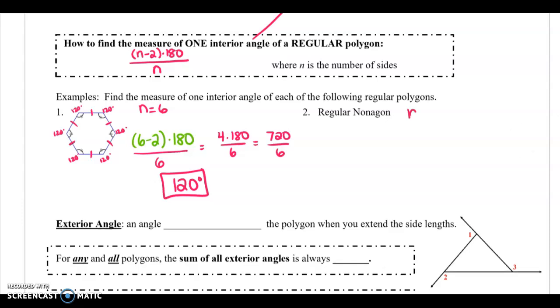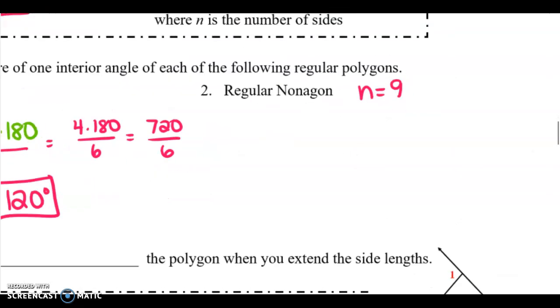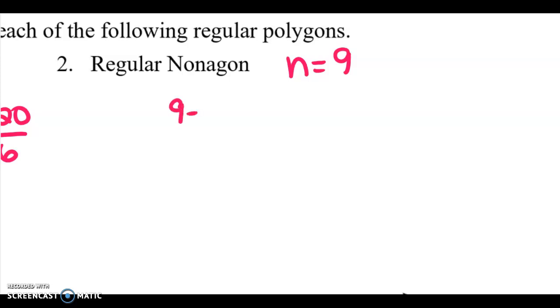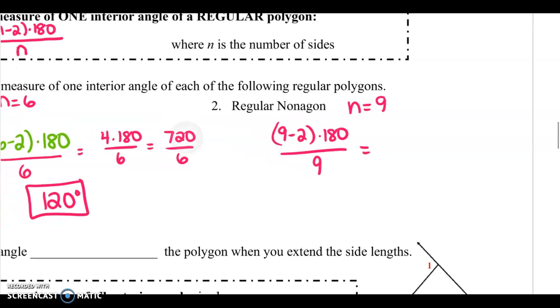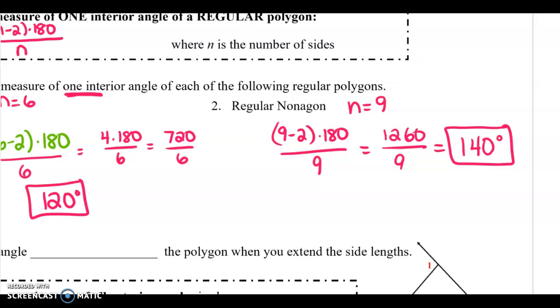Next one is a nonagon. A nonagon means that my number of sides is 9. So I would do (9 minus 2) times 180, but then divide by 9 because they want 1 interior angle. Anytime they say they want 1, you have to divide. So 9 minus 2 is 7. 7 times 180 gives me the numerator of 1,260, and then I divide that by 9 and I get 140 degrees. So in this nonagon, all 9 of the angles would be 140 degrees.